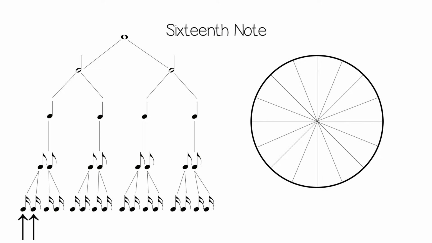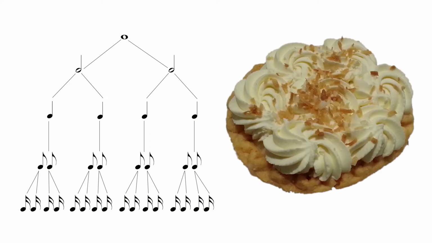And there are 2 16th notes in one eighth note, 4 16th notes in one quarter note, 8 16th notes in one half note, and 16 16th notes in one whole note, and one chocolate cream pie. And here is what you have learned today.